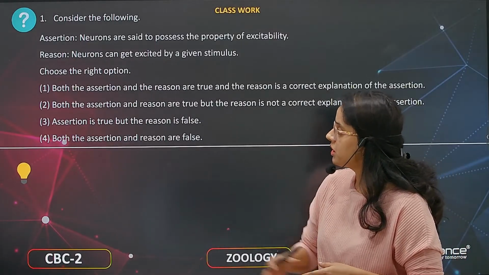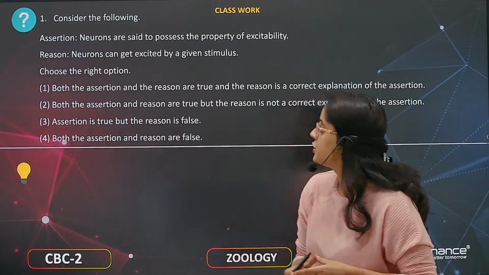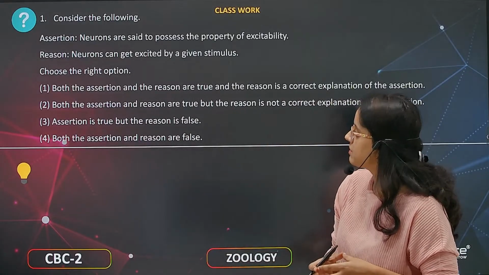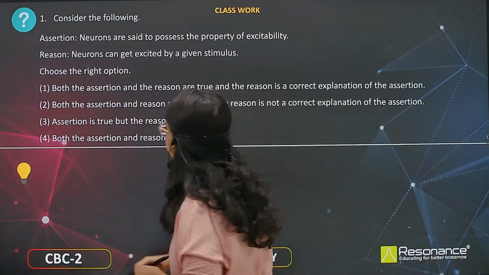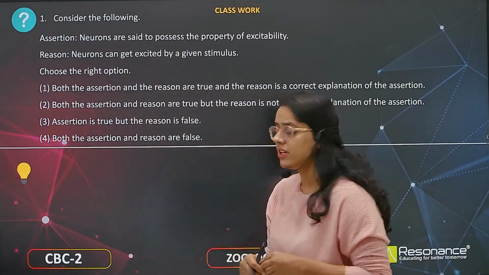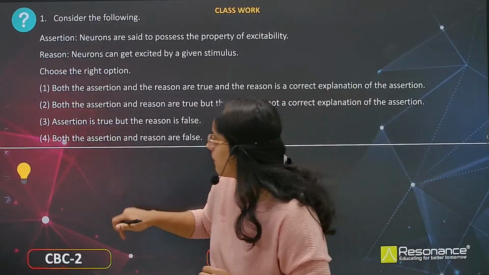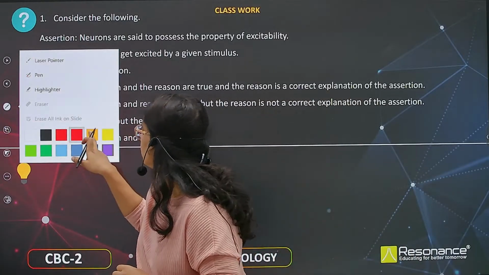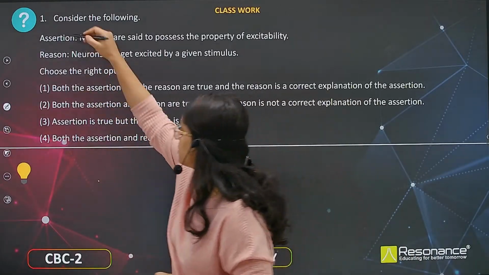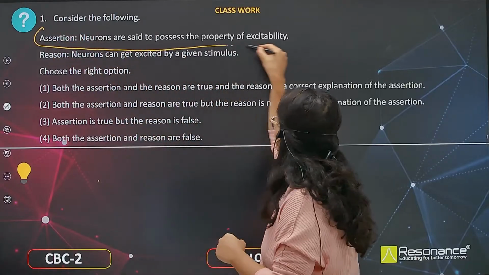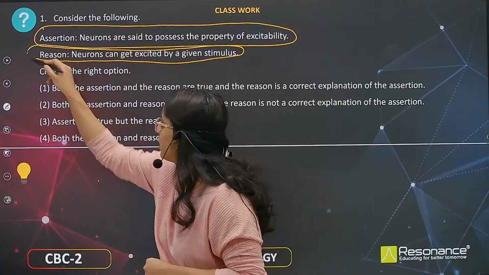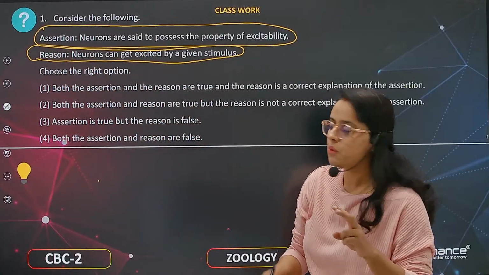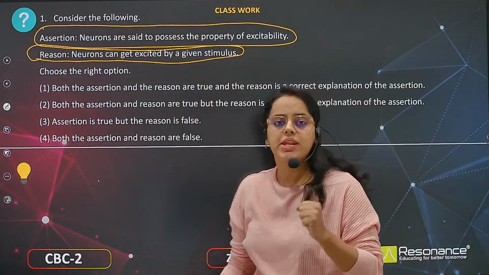The question: assertion, neurons are said to possess the property of excitability, and the reason, neurons can get excited by a given stimulus. So let us break down the statements. This is statement 1 and this is statement 2. Okay, so these are two statements. Now we are going to understand each statement very clearly.